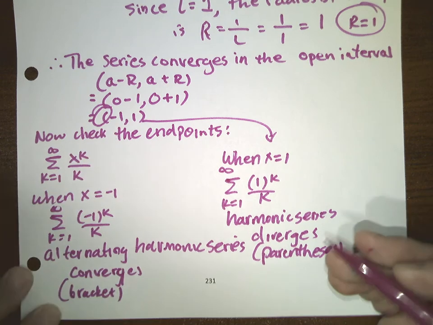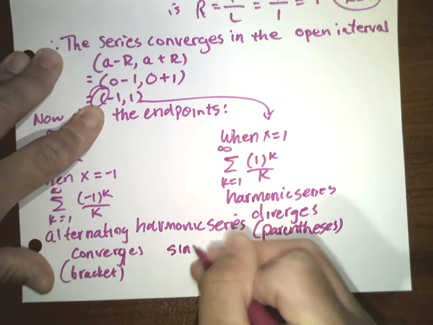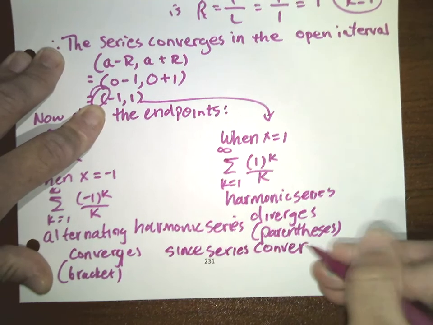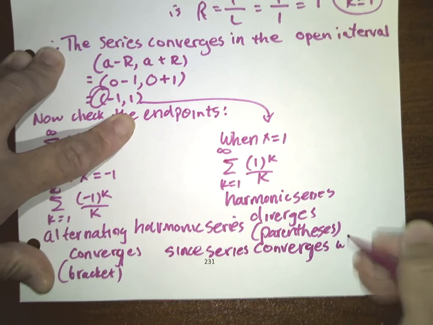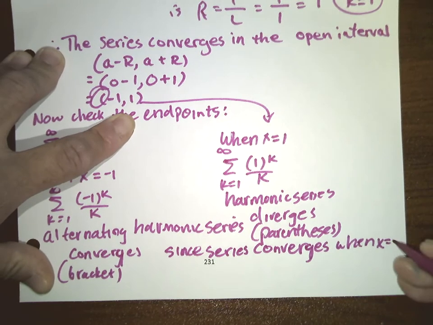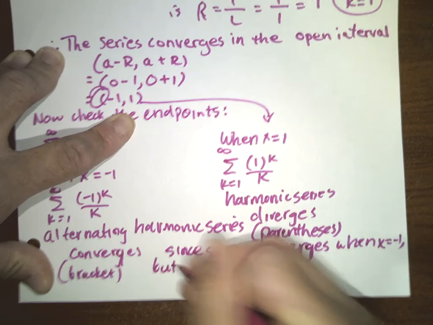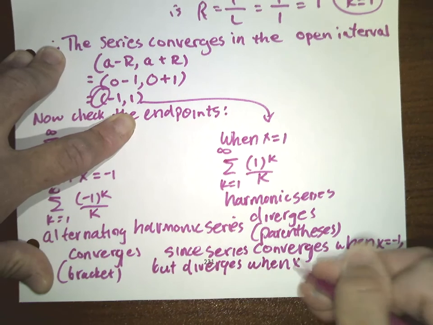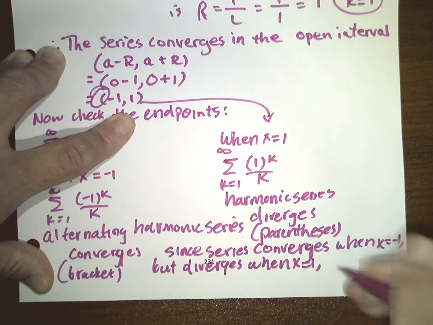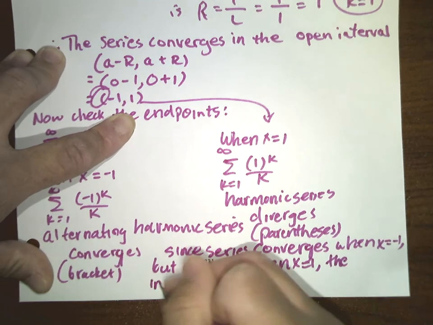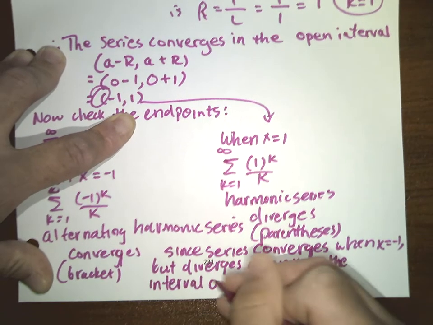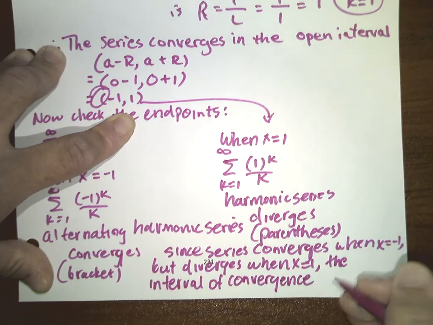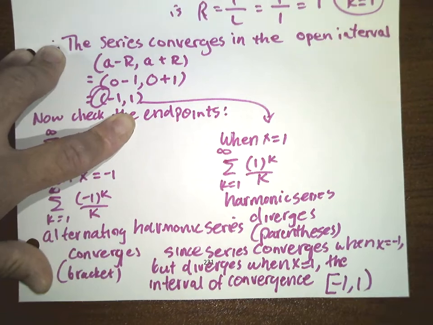So since the series converges when x is equal to -1, but diverges when x is equal to 1, that means that the interval of convergence is going to be, all right, -1 to 1.